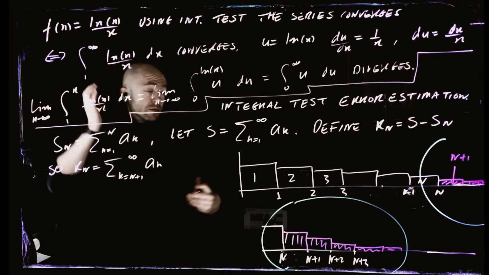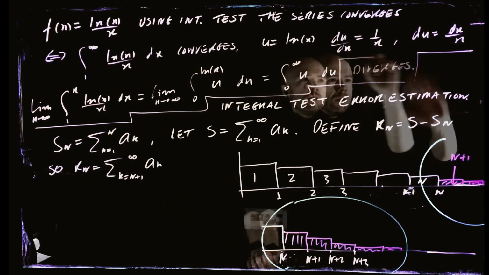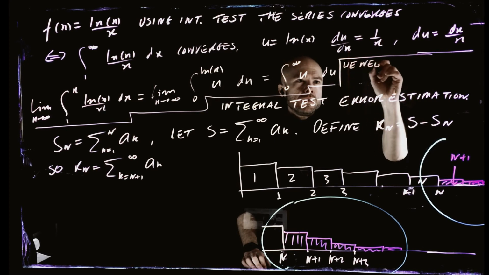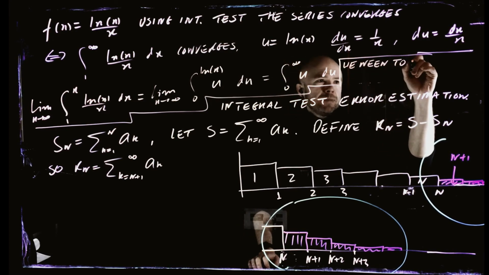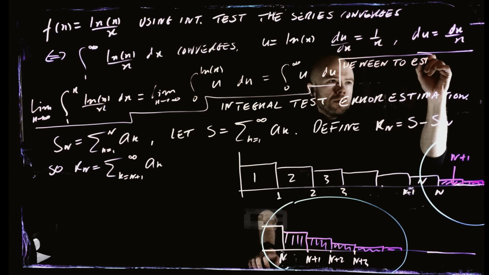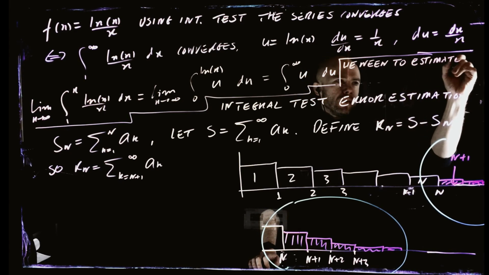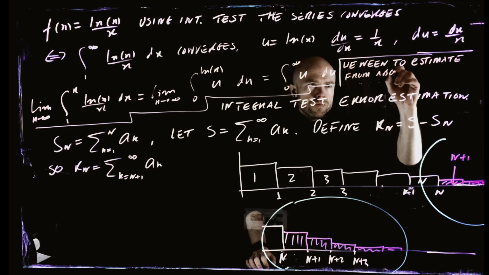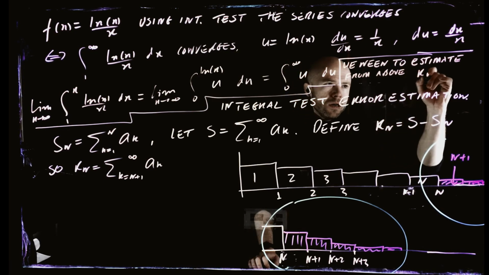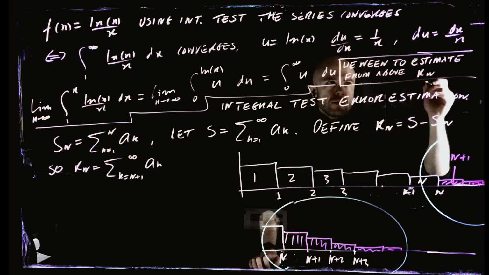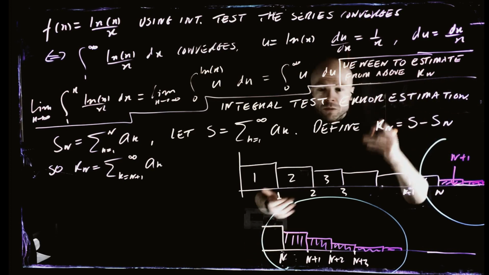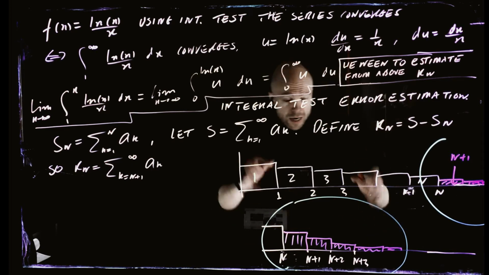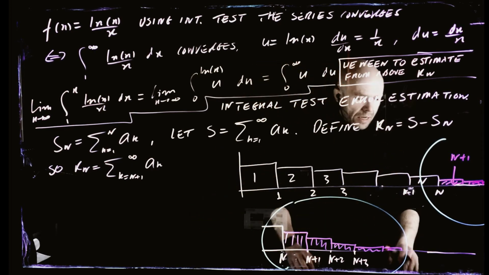If I can write this in words somewhere. We need to estimate from above Rn. Yeah? That's what we need to do the thing that I said we want to do. Estimate the actual answer by the finite answer Sn.